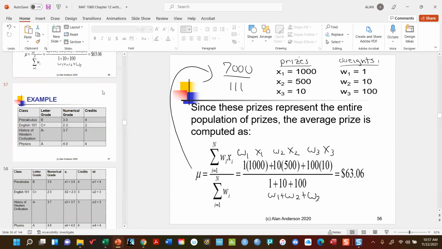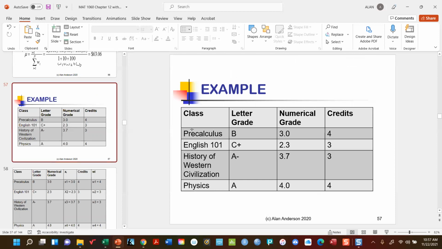All right, here we go. Now imagine this is your schedule. You've got pre-calc, English 101, history of Western civilization, and physics. Those are your letter grades. These are the equivalent numerical grades. For example, an A- is worth 3.7 points. A C+ is 2.3, and these are the credits. Now, as you know, like I said before, often math classes and science classes have more credits than the other classes, like English and history and sociology and philosophy. The social sciences and English tend to have 3 credits.